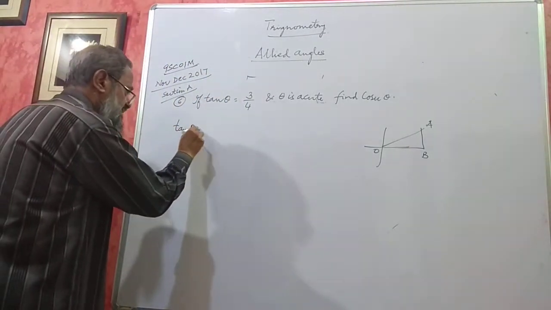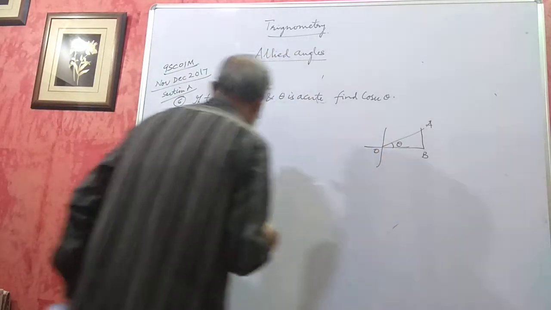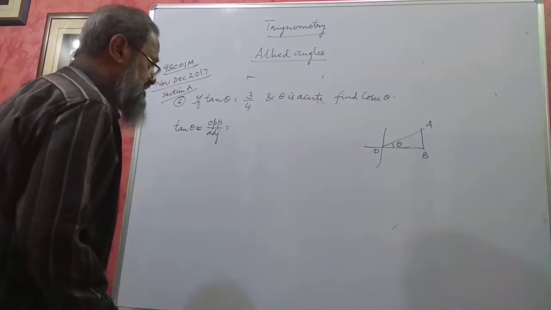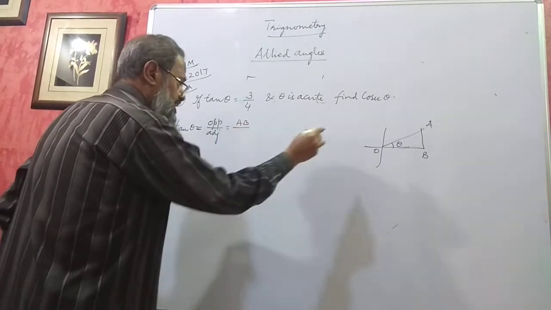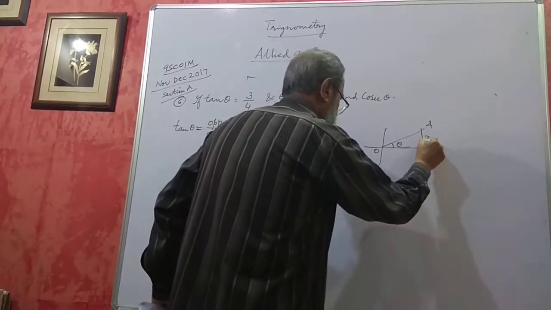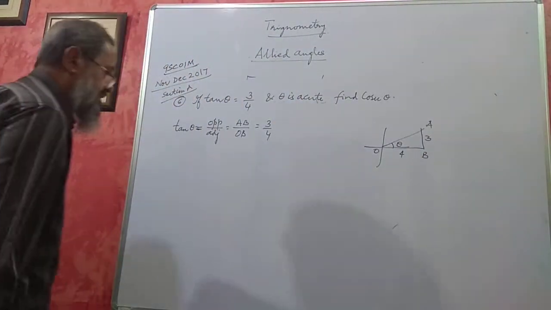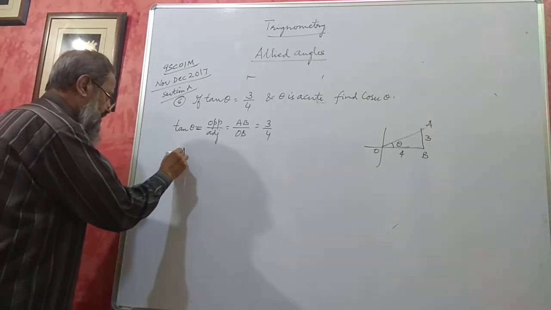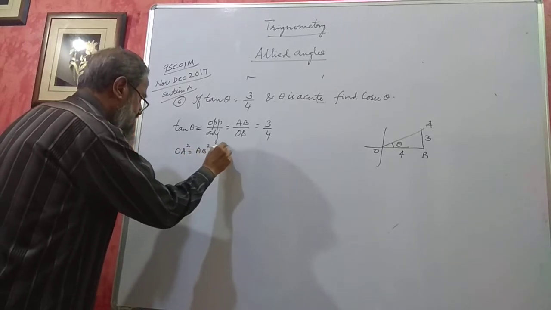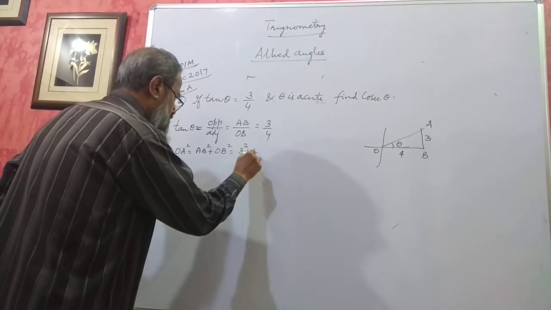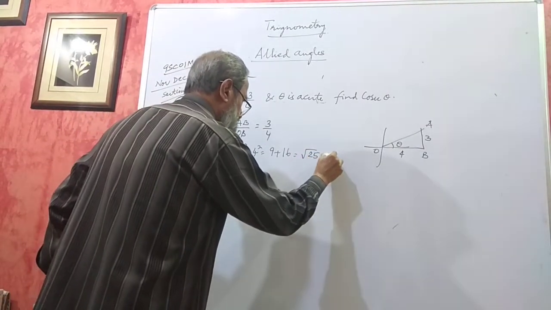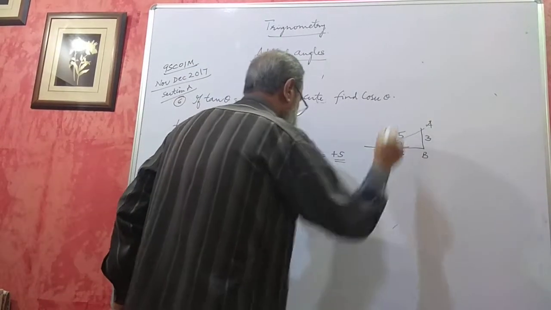Tan theta we know is, if this is theta, tan theta is by definition opposite by adjacent side, that is AB by OB. Now this is given as 3 by 4. That means AB is 3, OB is 4. We have to get OA, that is the hypotenuse. OA square is equal to AB square plus OB square, that is 3 square plus 4 square, 9 plus 16.